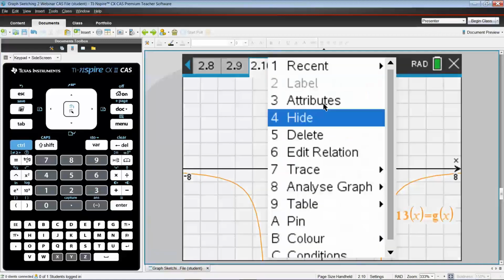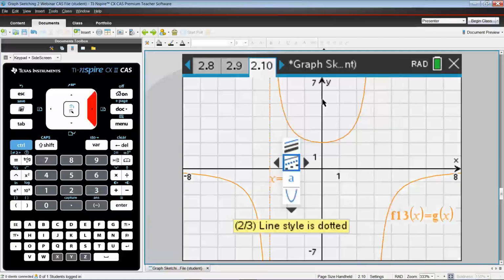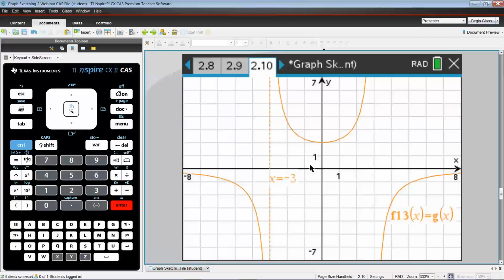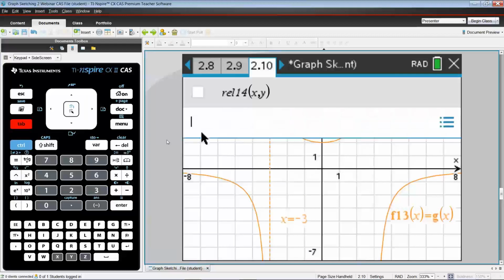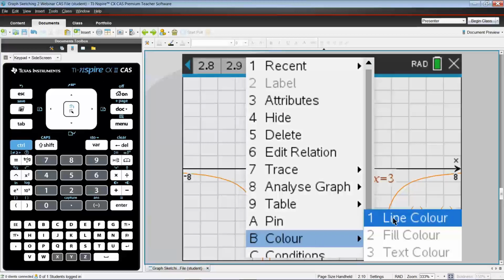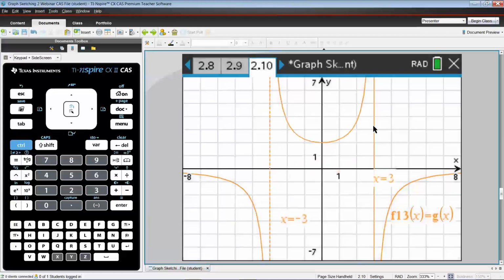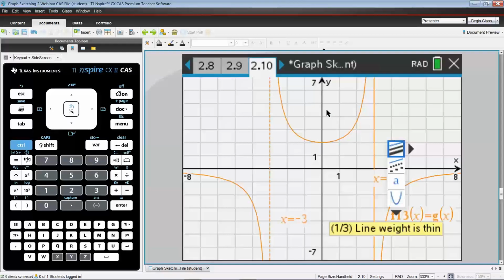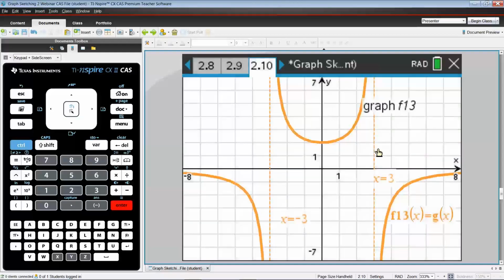I'm going to change that attribute to make it look dashed. There we go. Luckily for us, it's already orange. How awesome was that? I'm going to press tab now to go to the next relation, x equals +3. Okay, unfortunately this time it's brown. I'll just change that over to orange. Here we go. And then change the attributes, of course, to make it dashed. There we go. Okay, so we've now got our two vertical asymptotes.